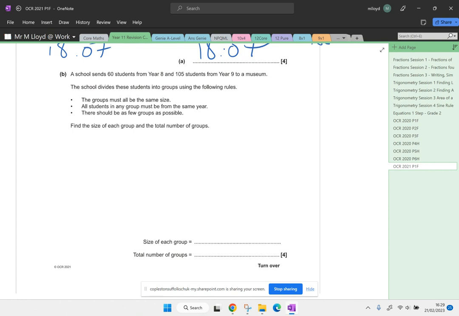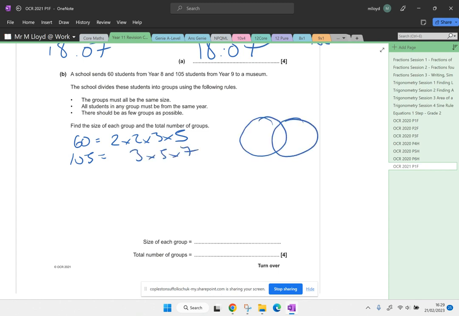So let's have a look. 60, shift fact, is 2 times 2 times 3 times 5, and then 105, shift fact, 3 times 5 times 7. So when we draw that Venn diagram, we're going to have a 2, a 2, 3 and 5 are in the middle, and 7. That means the highest common factor is 15.